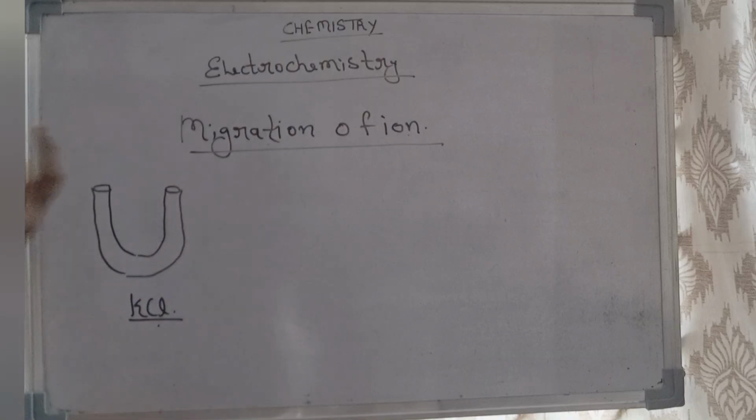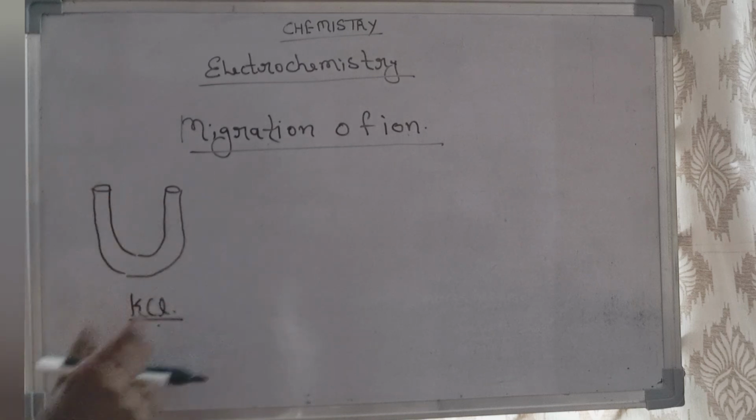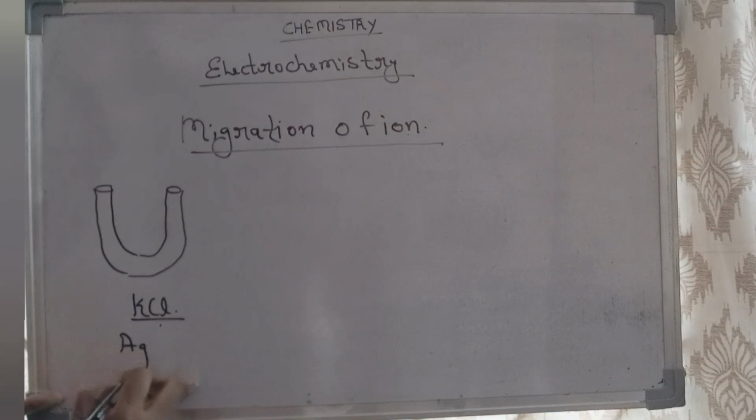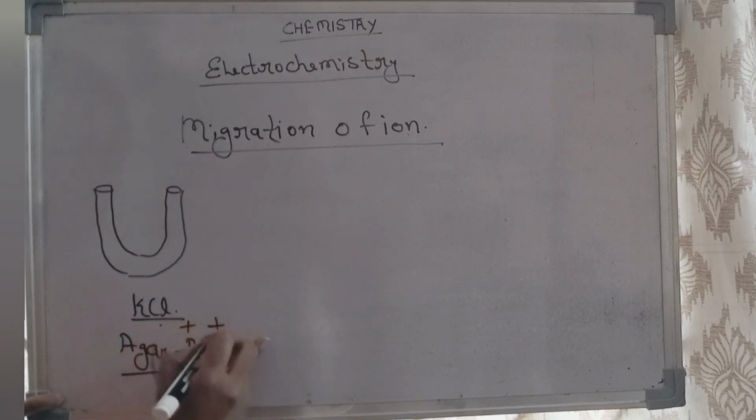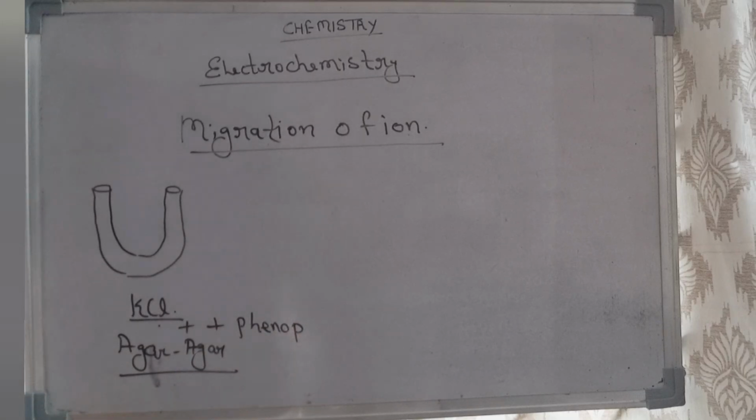So in this particular U-tube I have taken the KCl as our strong electrolyte, and in this strong electrolyte you will be able to get the current very easily. And which kind of conductance do you get? Molar conductance. Okay, so this is your KCl, and in this KCl you will put some agar-agar, and also phenolphthalein. You know, phenolphthalein is used to check whether the base is there or not.